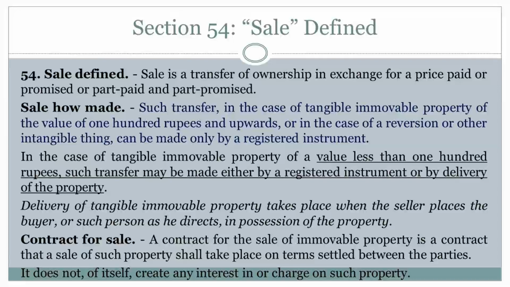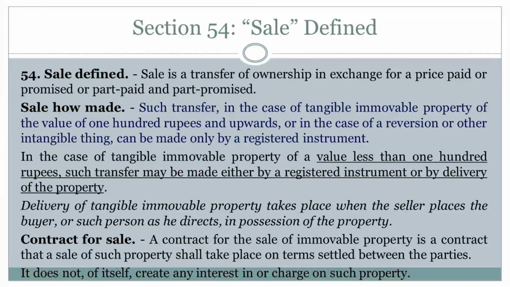What about delivery of tangible immovable property? When does that take place? Well, delivery of tangible immovable property takes place when the seller places the buyer or such person as he directs in possession of the property, and therefore delivery is complete when the property is delivered from the vendor, that is the seller, to the buyer, that is the purchaser.